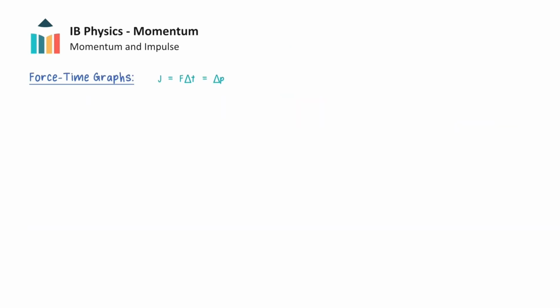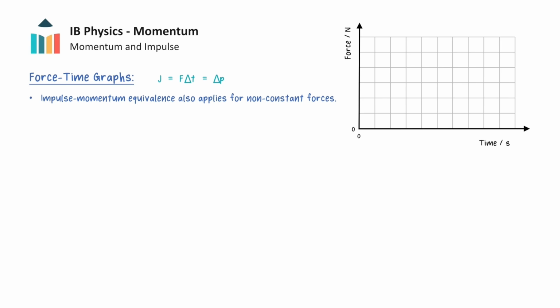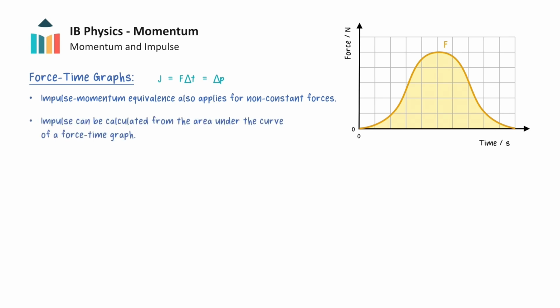This impulse-momentum equivalence also holds true when the forces involved are not constant. Such forces can be represented on a force-time graph, where this example could represent the force on a football that is in contact with a person's foot over a period of time. For any shape of curve, the area under the curve of a force-time graph is equal to the impulse of the force.